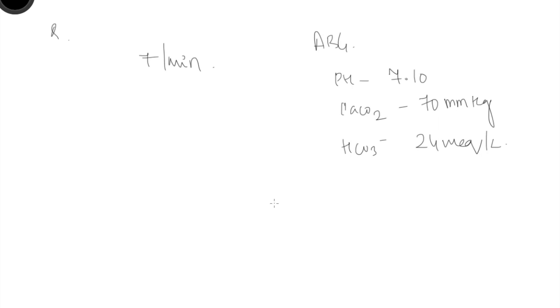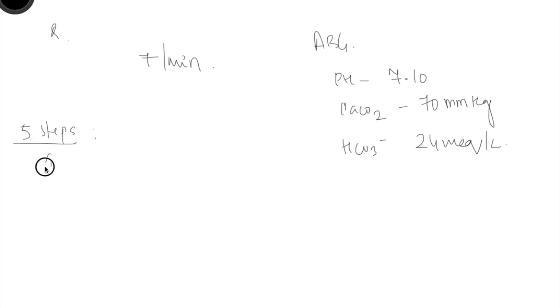So she is telling you that the pH of the patient is 7.10, the PaCO2 is 70 mmHg, the bicarb levels are 24 milliequivalents per liter. And what is this patient's status? Okay, so that is the scenario given to you. Now with this question, let us apply our 5 steps of ABG analysis here.